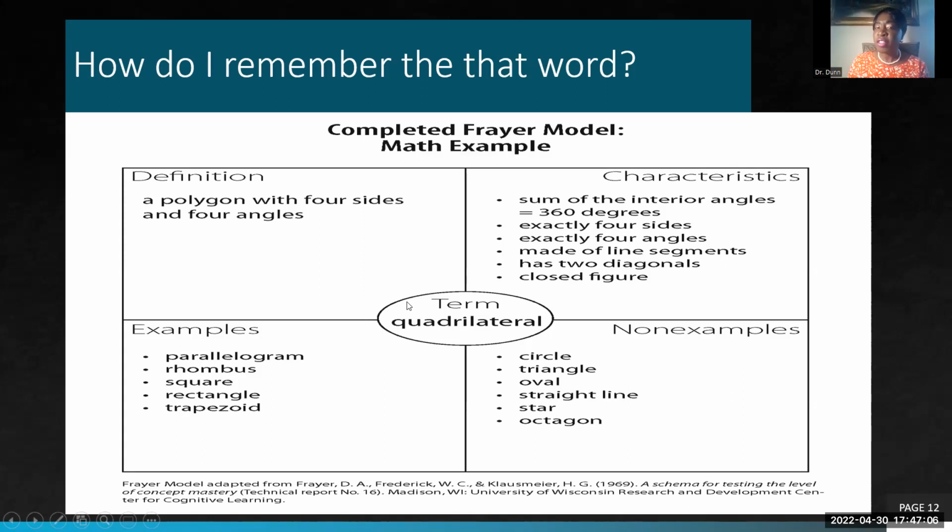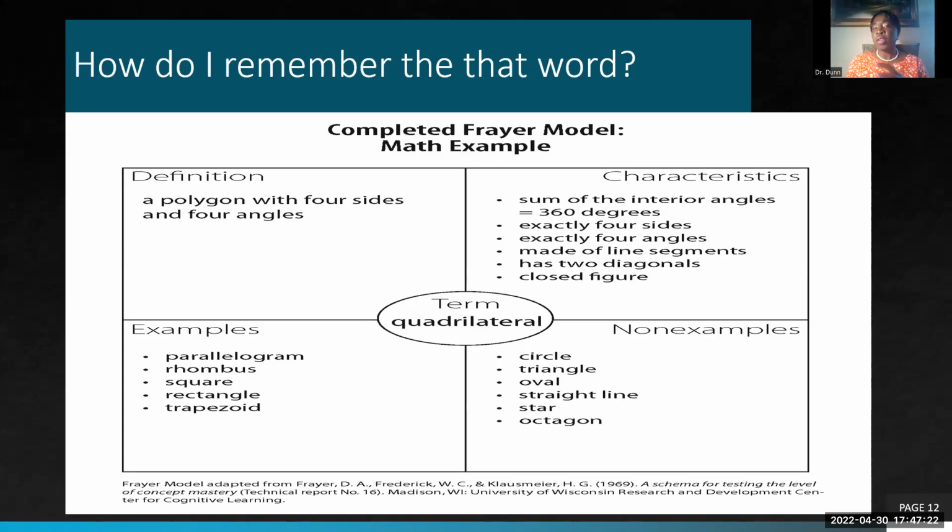See here, I have the term quadrilateral. It's not necessarily a term they use very often, but I just wanted to break it down so you're able to understand and see how it could be applicable to your content area. Here goes the definition: a four-sided polygon that has 4 sides, 4 angles.